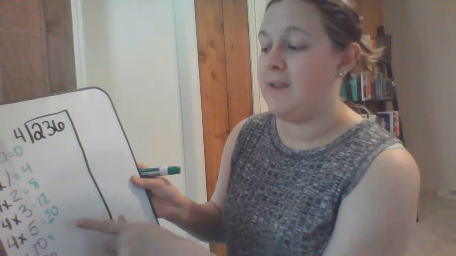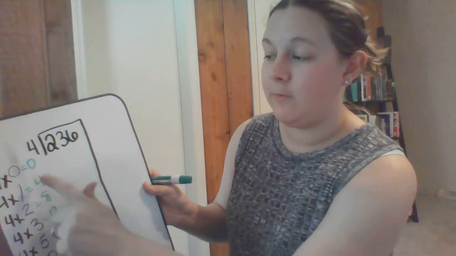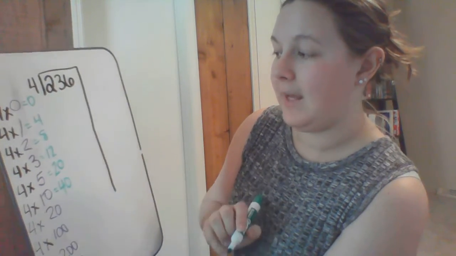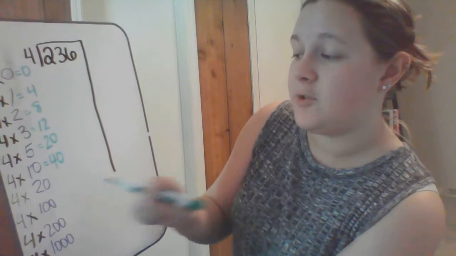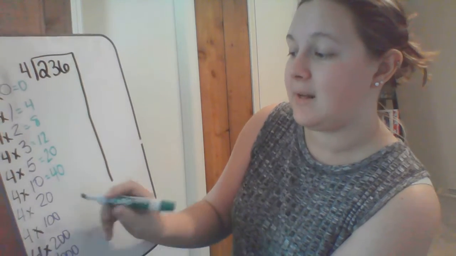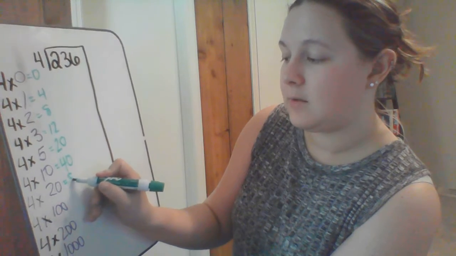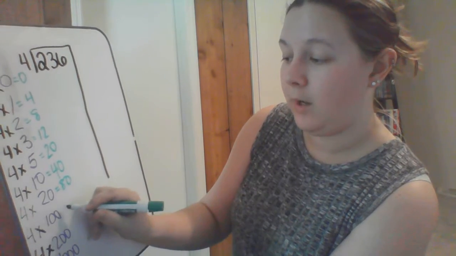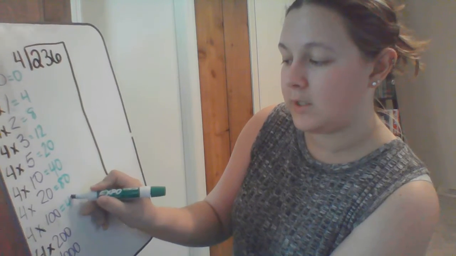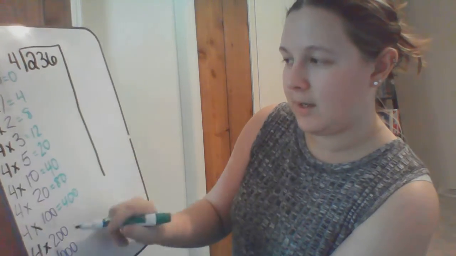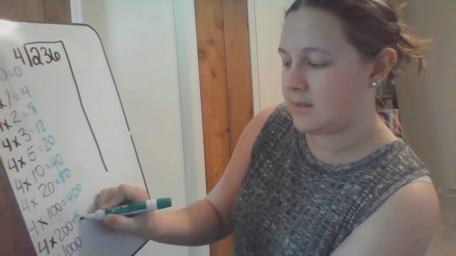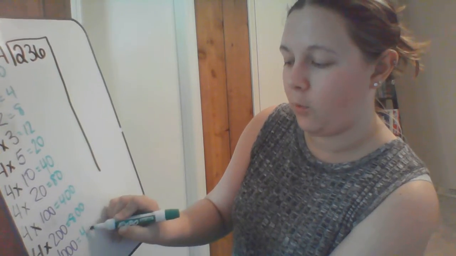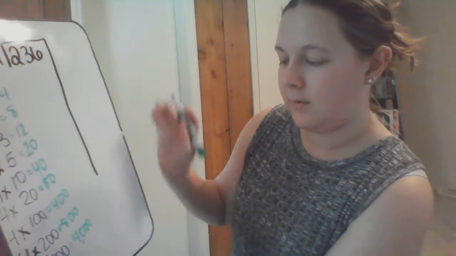4 times 10. If I don't know what 4 times 10 is, I can go back to 4 times 1, which was 4. And I know there's 1 zero in 10, so I'm going to put 1 zero at the end. 4 times 20, I might not know that, but I know 4 times 2 is 8. So this is going to be 8 with 1 zero at the end. 4 times 100, that's 4 times 1, which was 4 with 2 zeros at the end. 4 times 200, that's 4 times 2 is 8 with 2 zeros at the end. And 4 times 1,000, that's 4 times 1 is 4 with 3 zeros at the end.